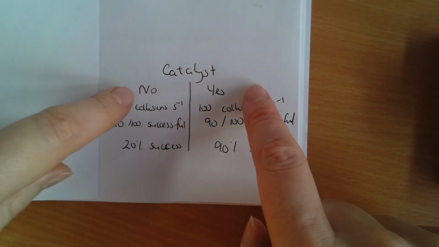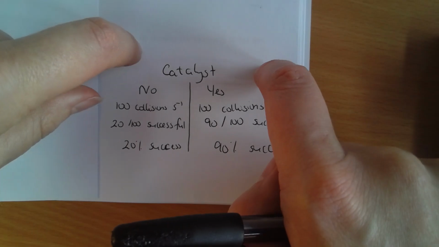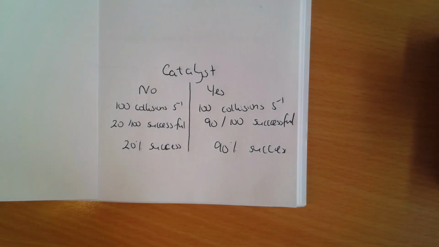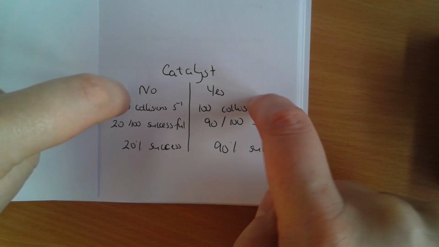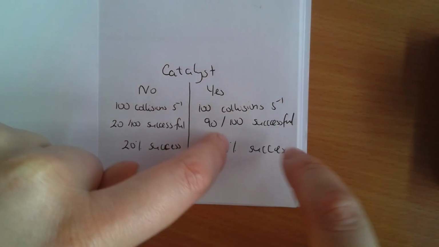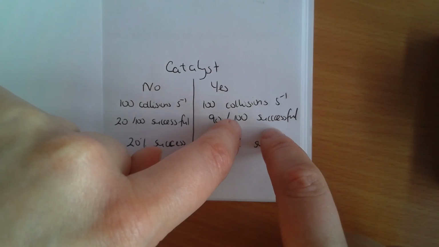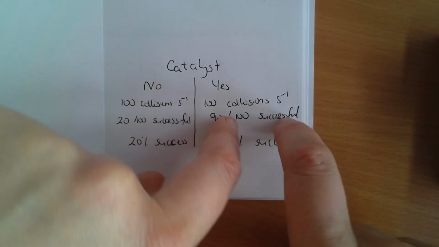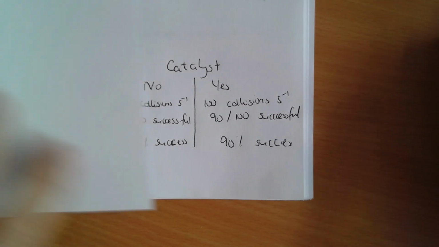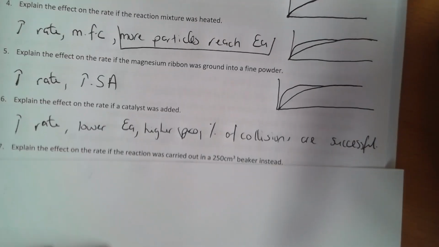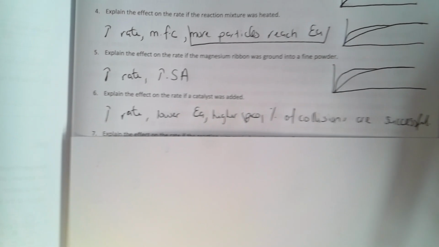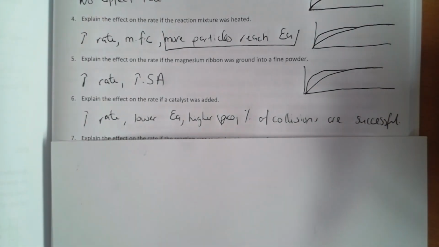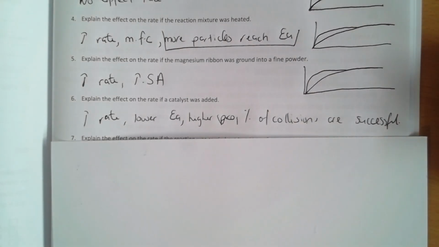Again, if you're making the same amount of product, and you are, overall the number of collisions will be exactly the same between the two, but because that percentage is higher on this side, you'll get to that magic number quicker, okay? So you're going to say a higher percentage of the collisions are successful. You're not going to say there are more successful collisions, you're going to say a higher percentage of the collisions are successful, but overall the number of successful collisions will be the same.